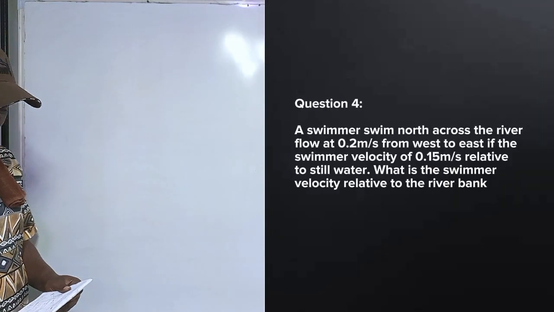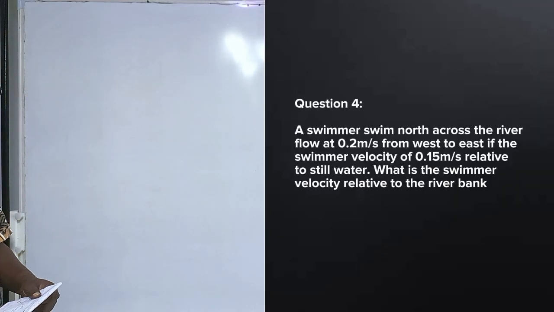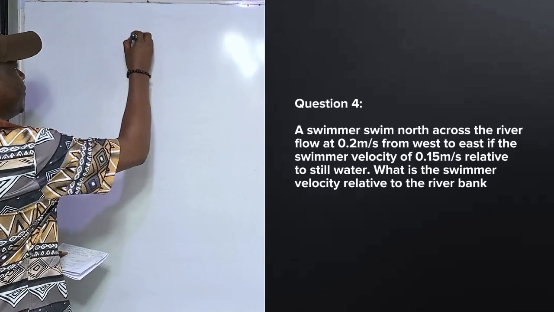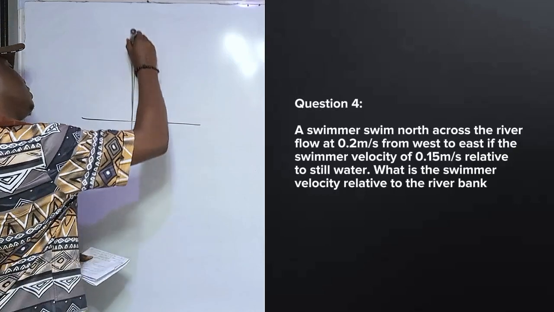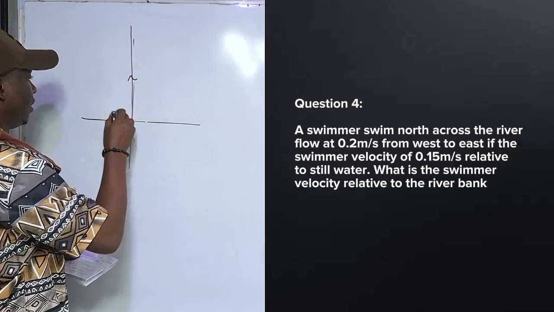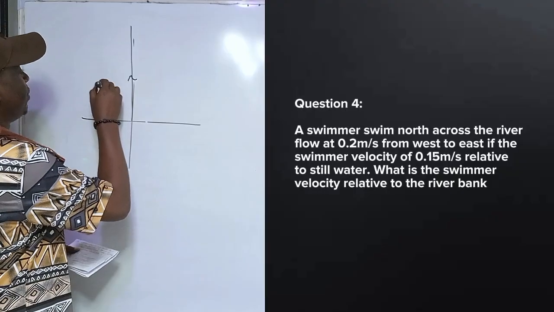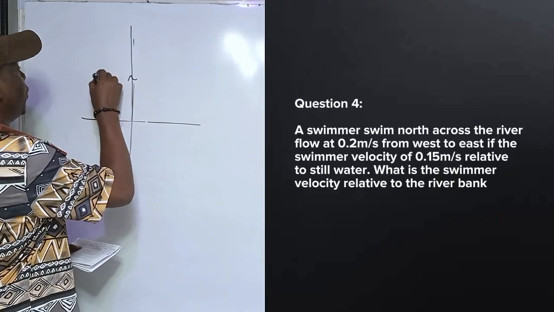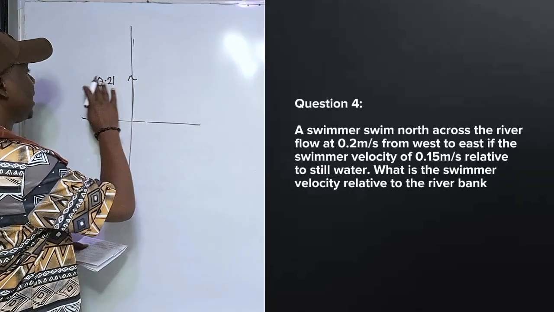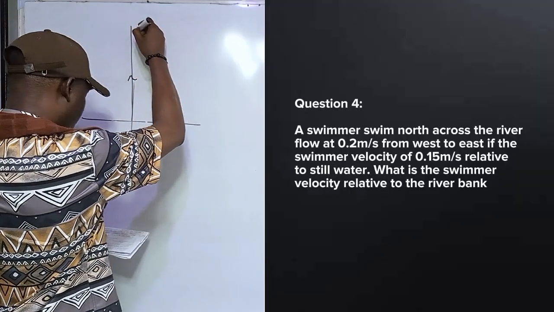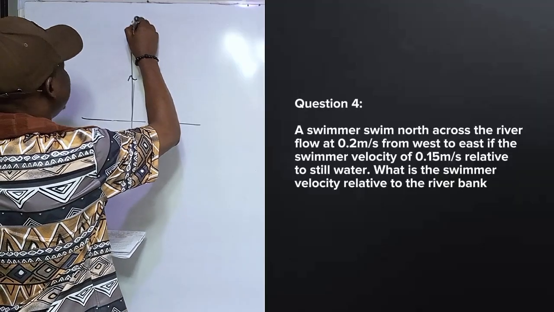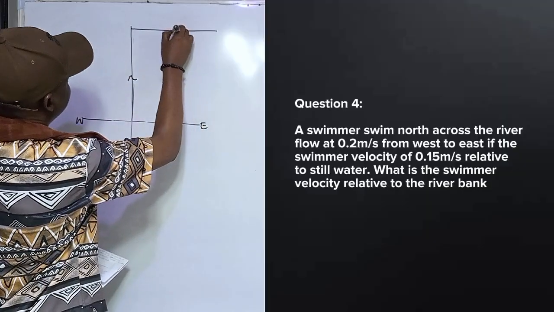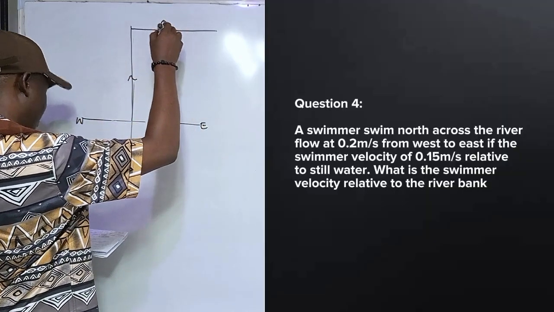It said a swimmer swims north across a river. That means this is north, the swimming direction. Swim north across a river that flows from west to east. Sorry for that, this is west to east. That means direction, with which velocity?